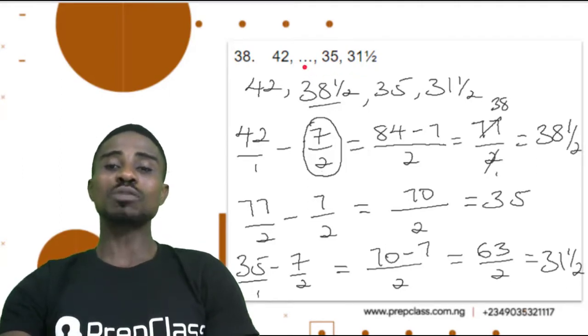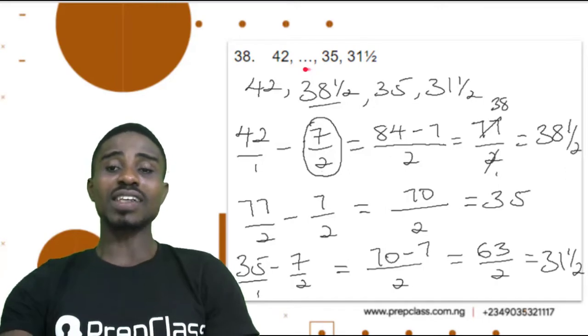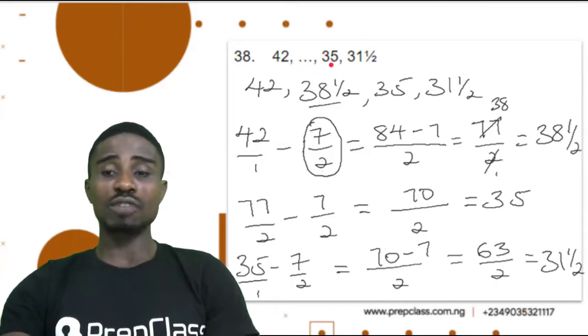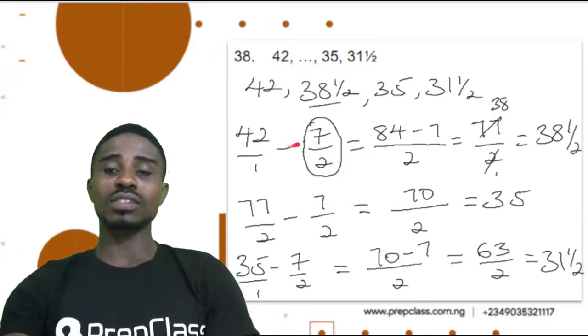So to find this missing space, it basically means 42 minus 3 and a half will give us our answer here. And this is our answer, minus 3 and a half will give us 35. And 35 minus 3 and a half will give us 31 and a half. So 42 minus 3 and a half will give us what?